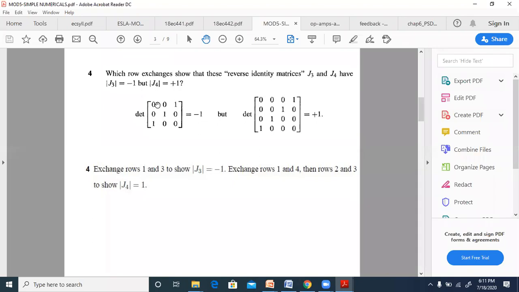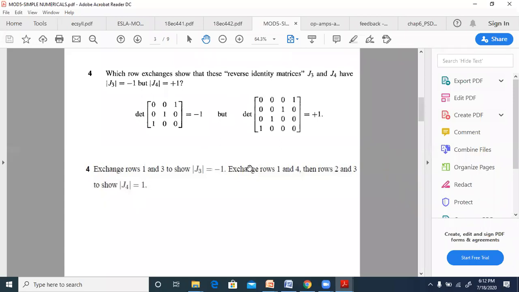If you have A as a matrix, once you exchange the rows, it will give you minus of the determinant of that matrix. So if you exchange once, it will become minus. That's why you will have determinant of J3 equal to -1. The determinant of the identity matrix 1, 0, 0, 0, 1, 0, 0, 0, 1 will give you 1, but that should come with a minus sign. So that's why it is like this.